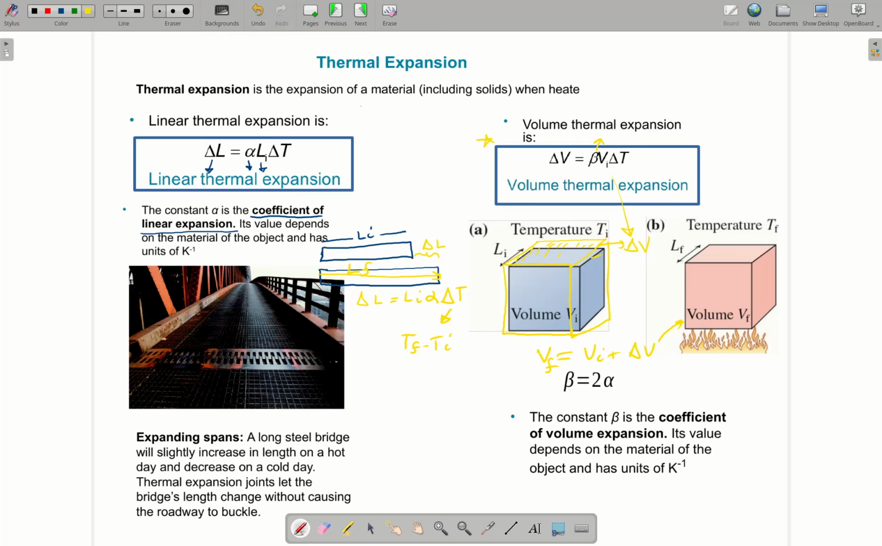Final length would be initial length plus the delta L, right? Obvious. If I have a contraction, I will have smaller, right? If it's cold, I'll have smaller. So then delta L will be negative because final temperature will be smaller than initial. So you'll have a smaller length. That's the only difference there.